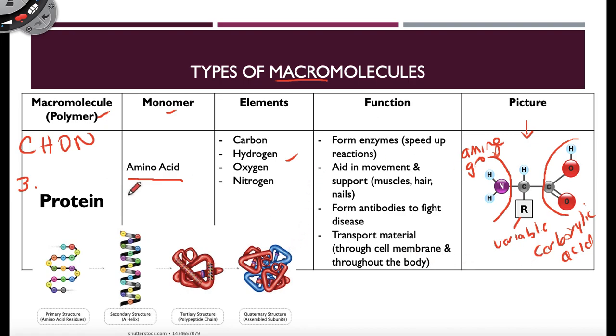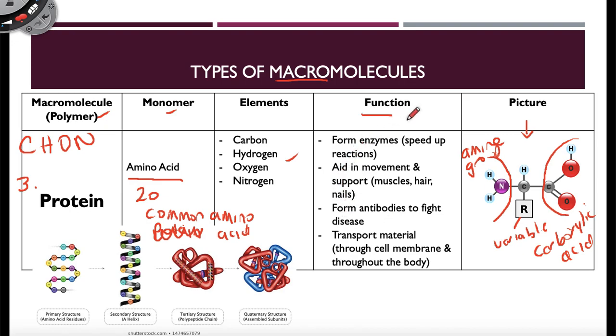Now, there are about 20 common amino acids that make up proteins. So like I said, we're going to be looking at these different common amino acids. Not common proteins, but common amino acids that make up proteins. And we're going to be looking at how proteins are made in the molecular biology unit.